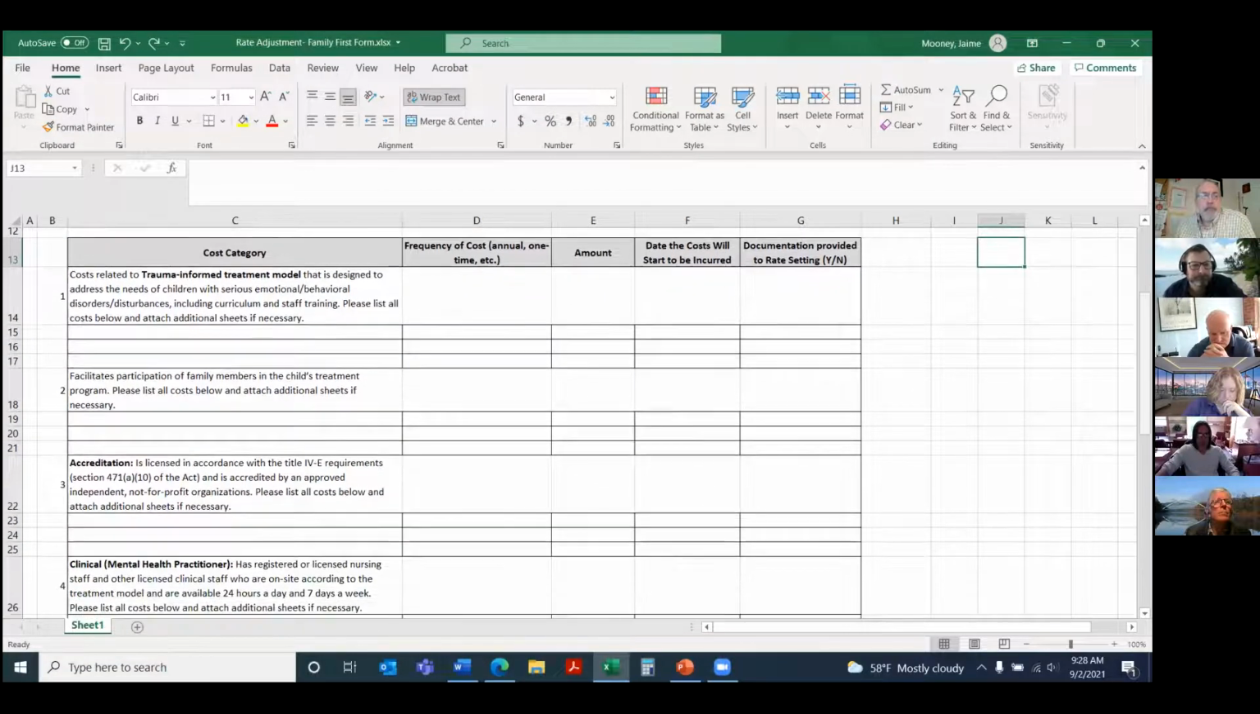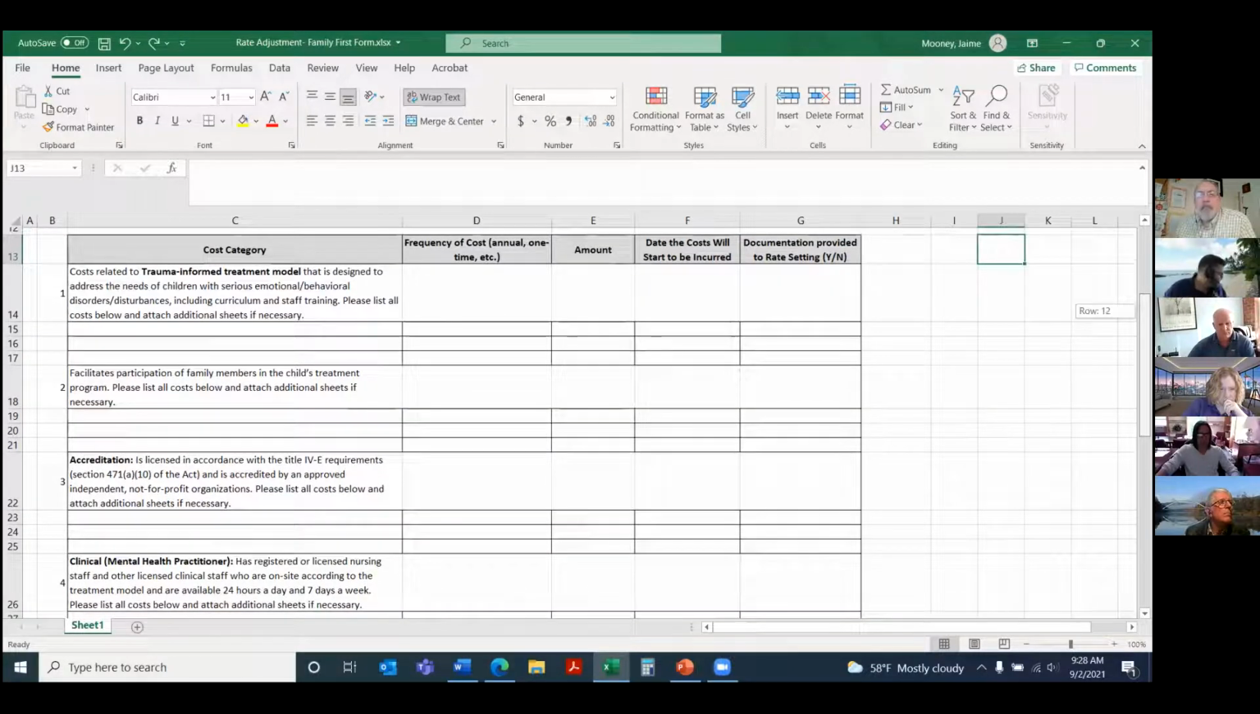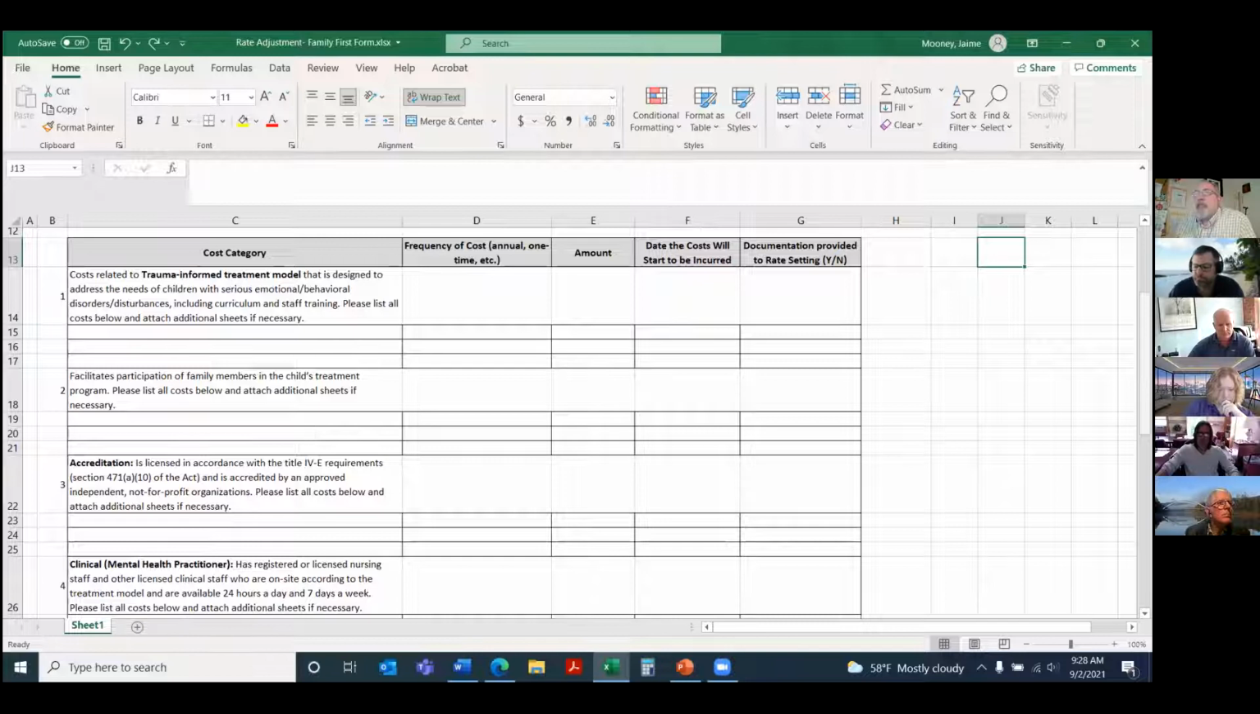So next we get into this table and it breaks out by cost category. We ask that for every cost that is added here, you tell us the frequency of the cost, which could be annual or one time. We ask for the amount for each cost, the date the cost will start to be incurred, and also a yes or no to make sure the documentation is provided for each cost. So that way we can see the backup for that. So we have the cost categories separated.